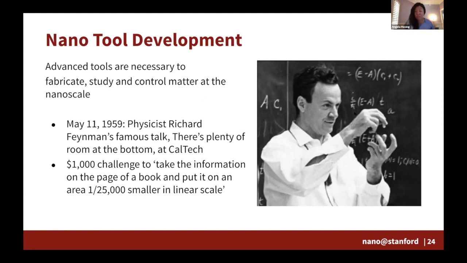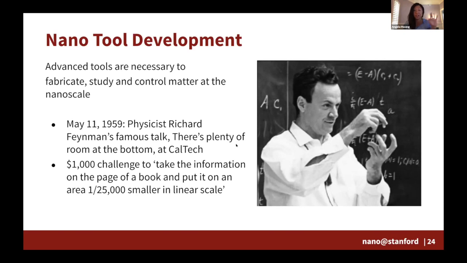Does anyone know about Richard Feynman? He's a quite famous physicist, chemist, lecturer, science educator. He gave this sort of hallmark talk that really set forth this whole nanoscience field, I would say. It was this talk, "There's Plenty of Room at the Bottom," at Caltech. He was a professor there.